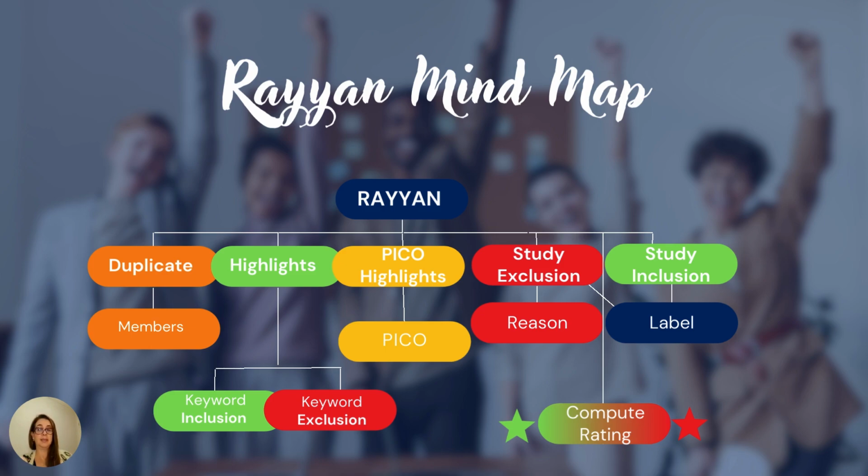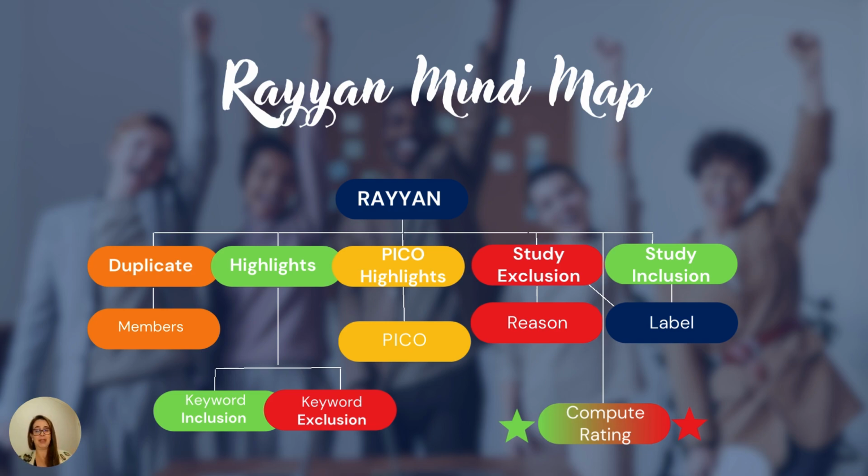Third, tagging in study selection. As you go through the study selection process, start adding tags for reasons and labels to mark the inclusion or exclusion of studies.